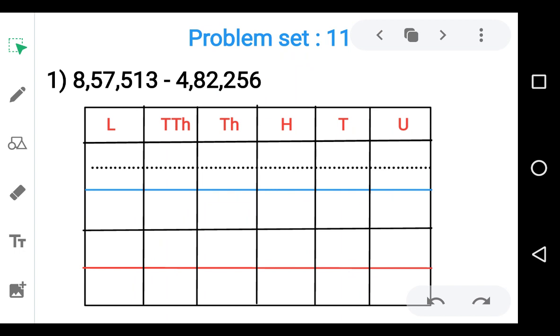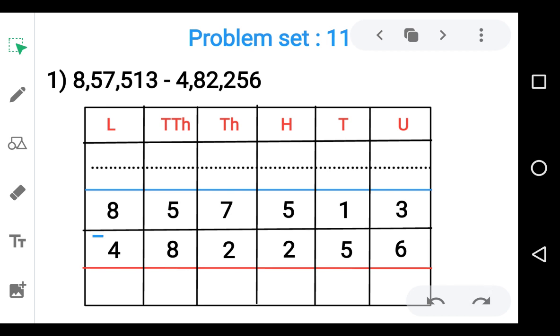We start from the unit place. 3 comes in the unit place, 1 in the tens place, 5 in the 100 place, 7 in the 1000 place, 5 in the 10,000 place, 8 in the lakh place. Now we arrange the second number, 4,82,256. So, 6 comes in the unit place, 5 in the tens place, 2 in the 100 place, 2 in the 1000 place, 8 in the 10,000 place, 4 in the lakh place. Now here we put the minus sign.